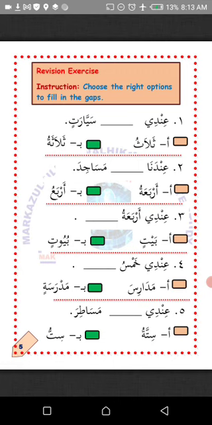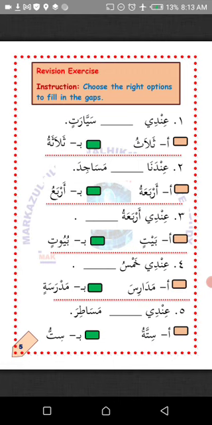Number 2: Indana dash masajida. So we have dash numbers of mosques. The question is, what is the singular form of masajid? It is masjidun, and masjidun is mudhakkar. So in that case, we assign a feminine number. So now the right option is arba'atu. Indana arba'atu masajida. We have 4 mosques.